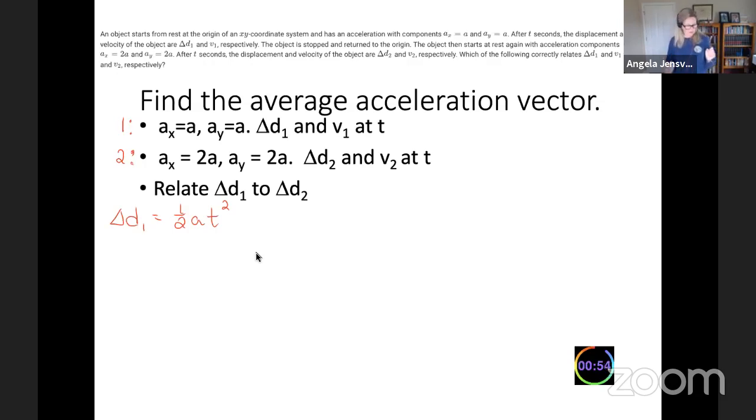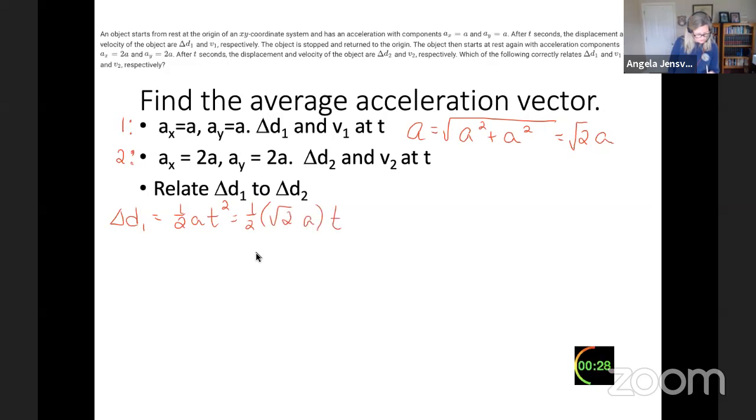Okay, but what is the acceleration? The acceleration is in two directions, right? So the magnitude of the acceleration would be the square root of a squared plus a squared, and that is the square root of 2 times a. Okay, so we're going to plug in: 1/2 square root of 2 times a t squared. Okay, that is our delta d1.